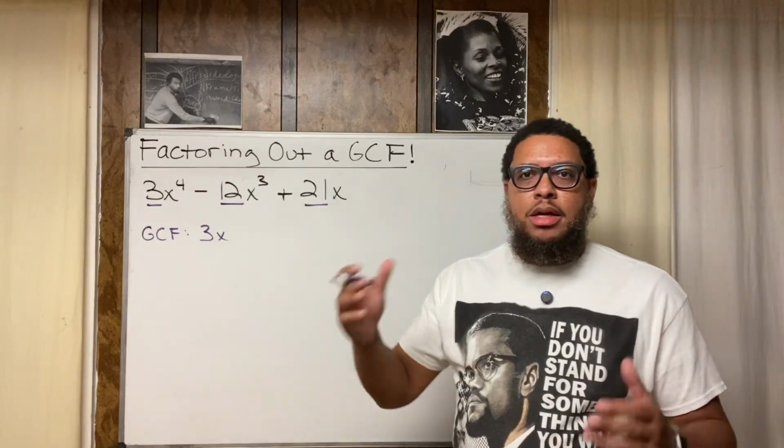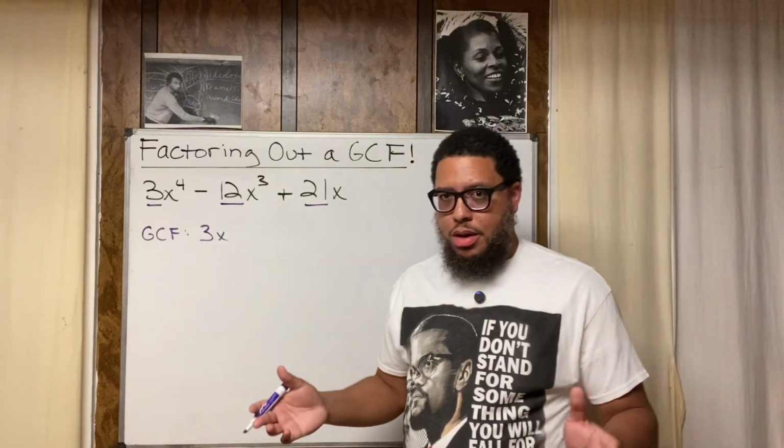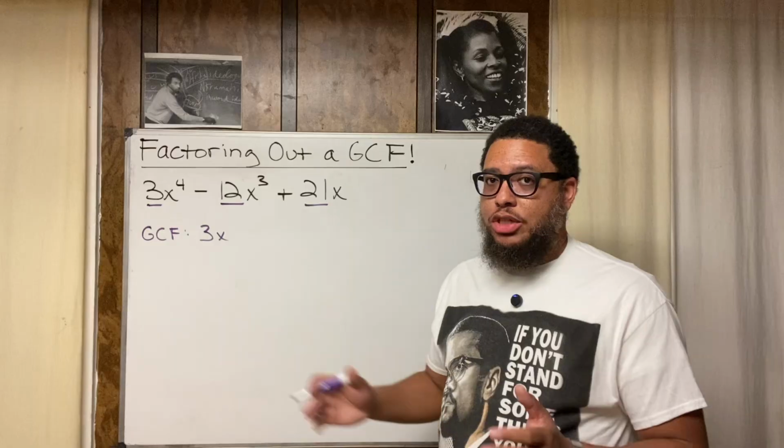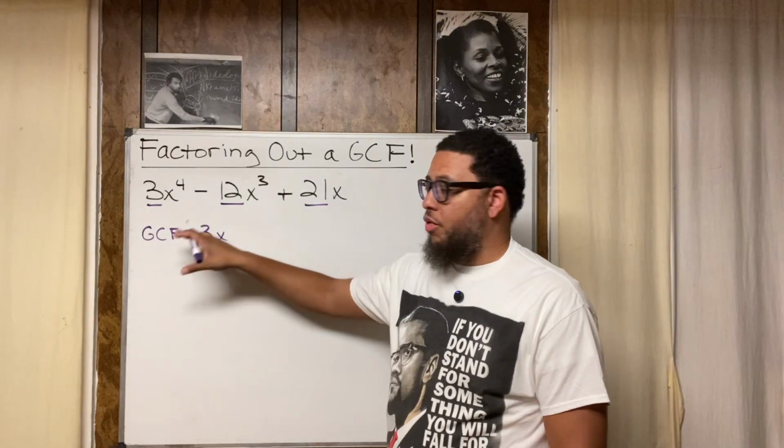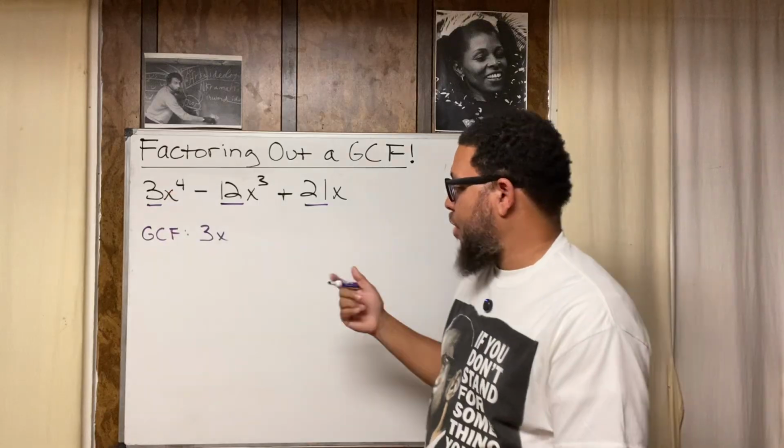Exponents and factors and multiples. You can go check that out at your leisure. But this is the GCF right here: 3x. 3x is the greatest common factor of this expression.